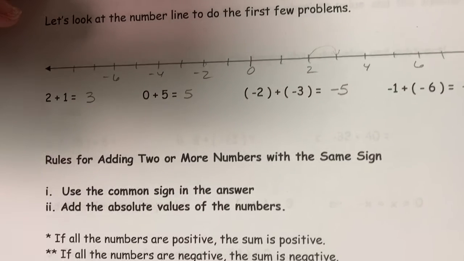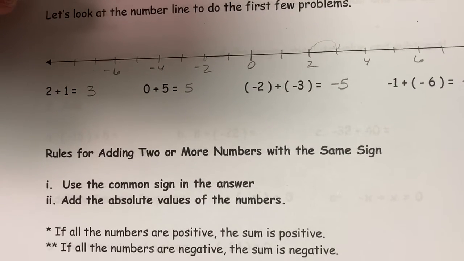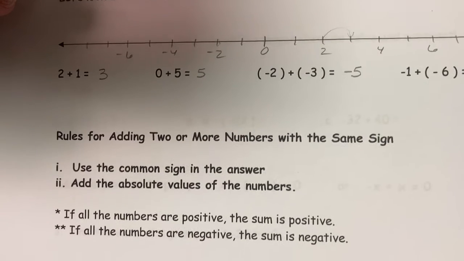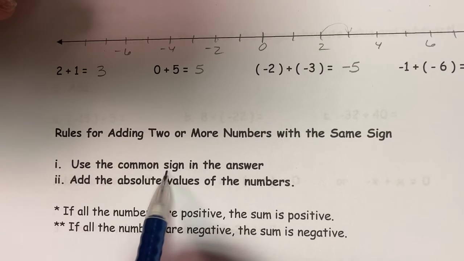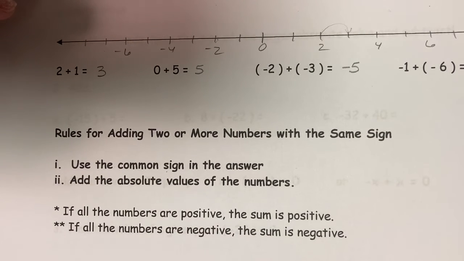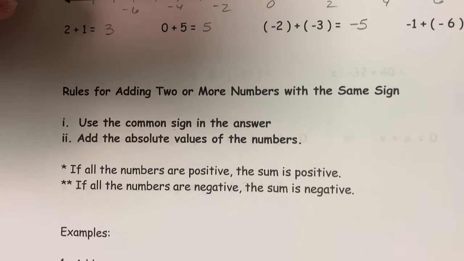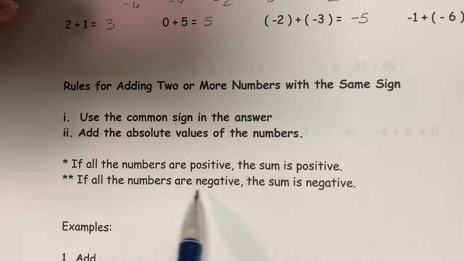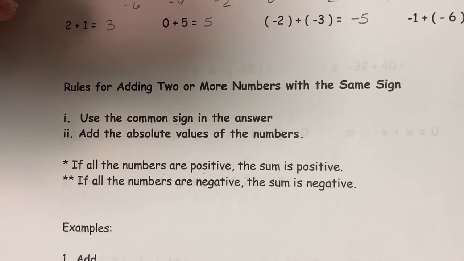So here's the rule for adding numbers if they have the same sign. In other words, 2 positives or 2 negatives. Whatever that sign is, you use that in the answer. So 2 negatives are going to make a negative answer. 2 positives are going to make a positive answer. And then you add the absolute values of the numbers. So if the numbers are positive, then your sum is positive. If the numbers are negative, then your sum is negative.